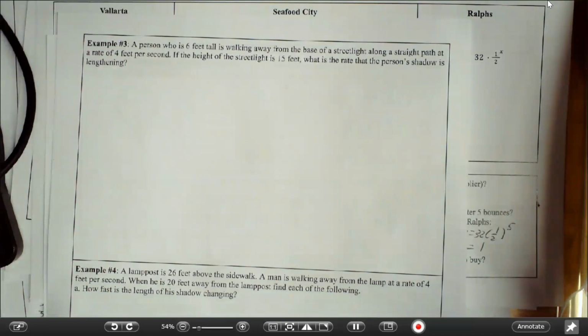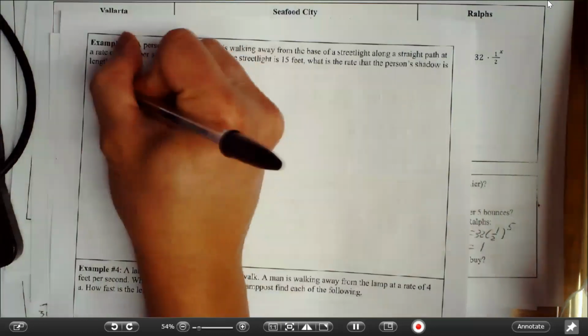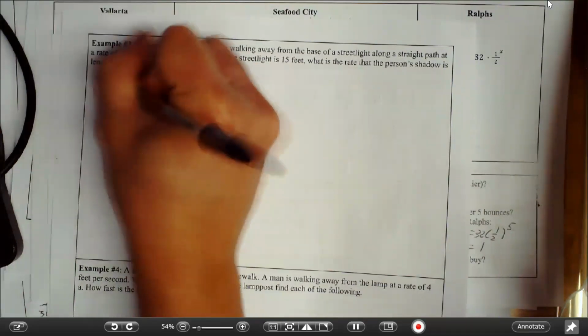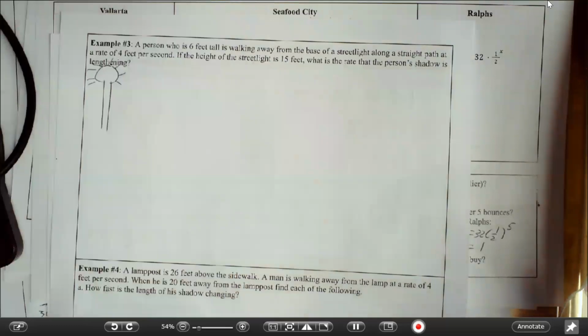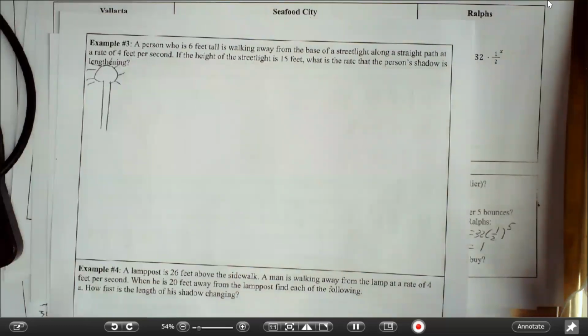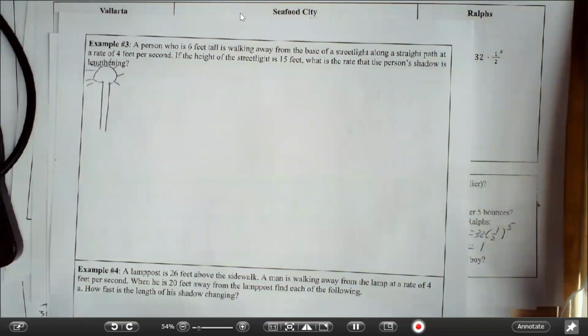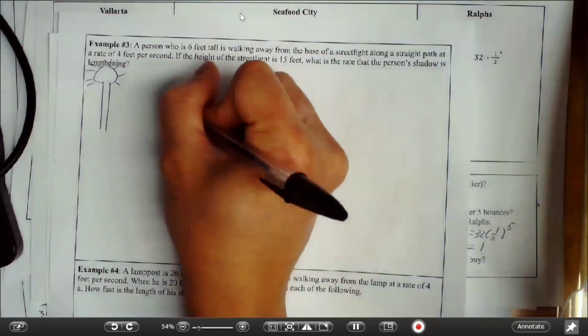Okay. So here's the situation. We have a street light. I don't know, whatever you want to put here. Okay. And there's your street light. Okay. Now, someone is walking away from the base of the street light, so someone's right here.